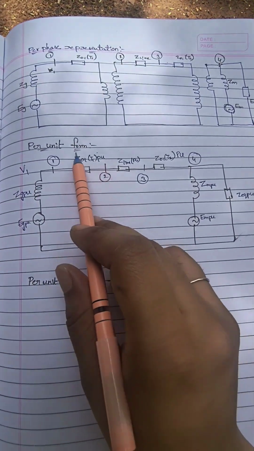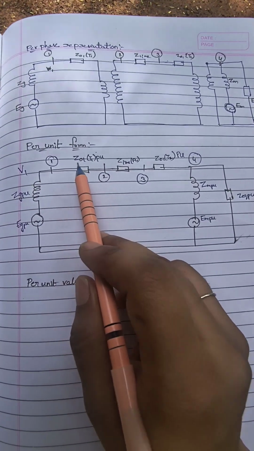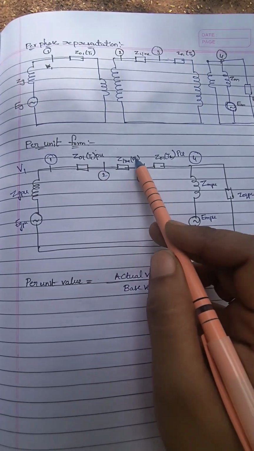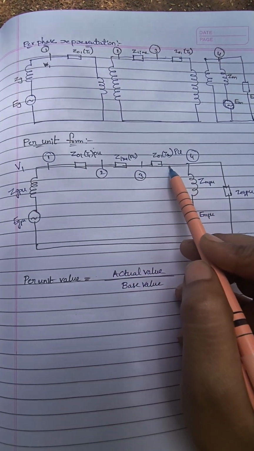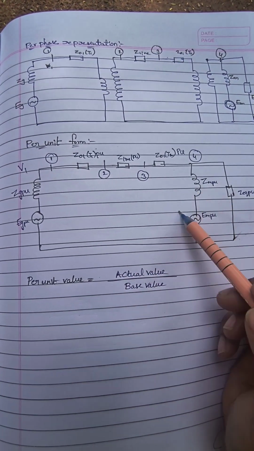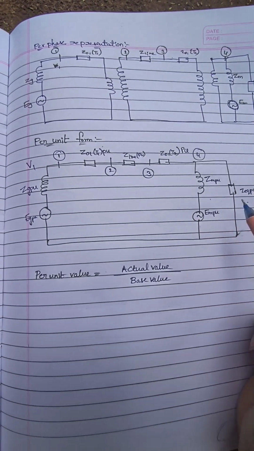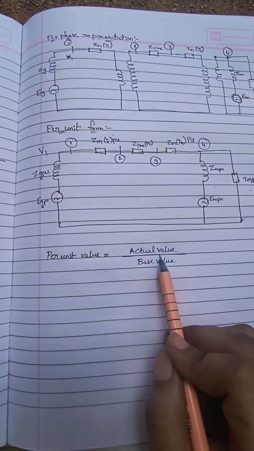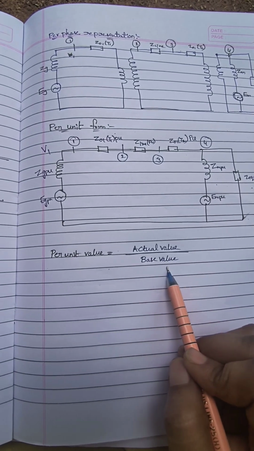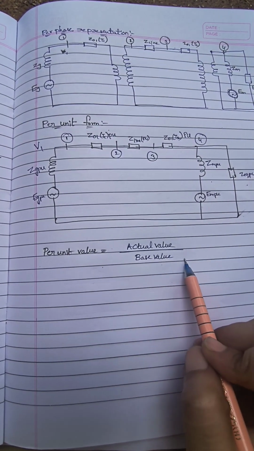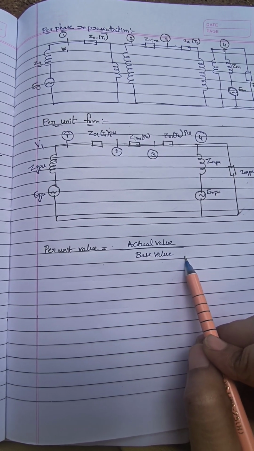This is the generator, and the transformer we can simply write as Z01 or Z02 in per unit, and Z line per unit, Z01 per unit of transformer 2, and the synchronous motor and induction motor. The per unit value is the ratio of the actual value to the base value. There are many advantages of using per unit values.